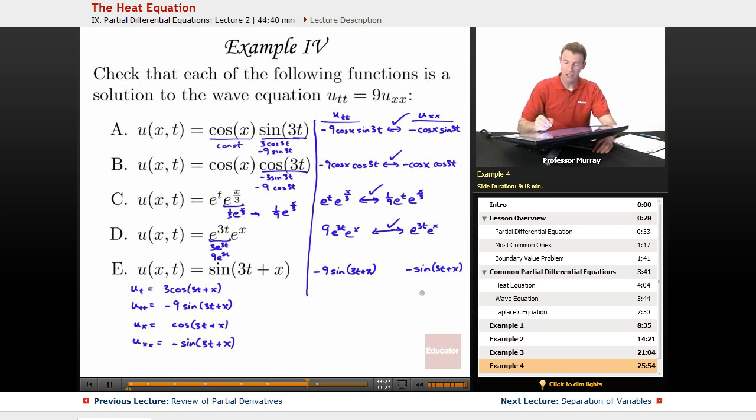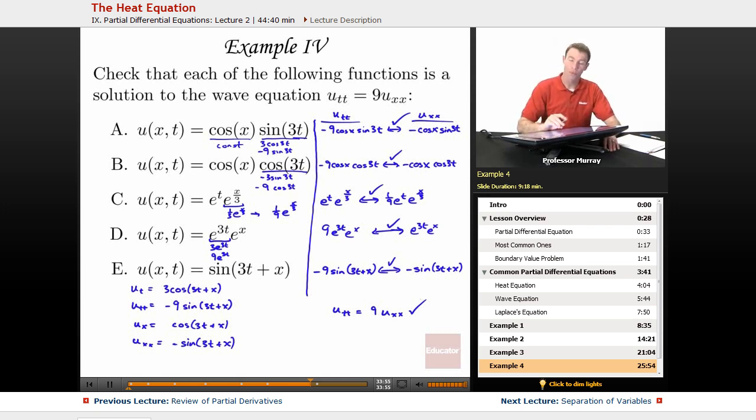Now, if you compare these two to each other, you see again that the left-hand side is 9 times as big as the right-hand side. And so, again, we have a solution to the partial differential equation. So in each case, we have u sub tt is equal to 9 times u sub xx. So all of these functions worked as solutions to the wave equation u sub tt is equal to 9 u sub xx.